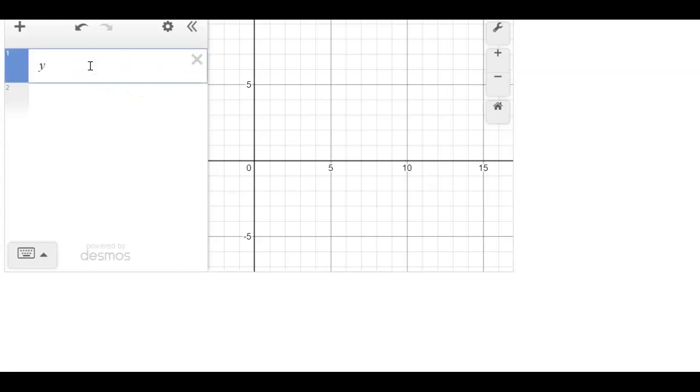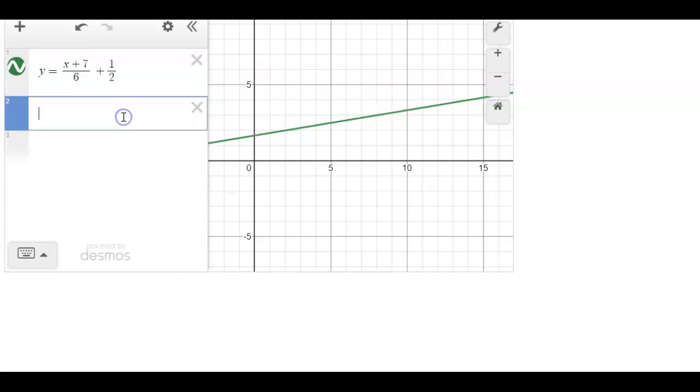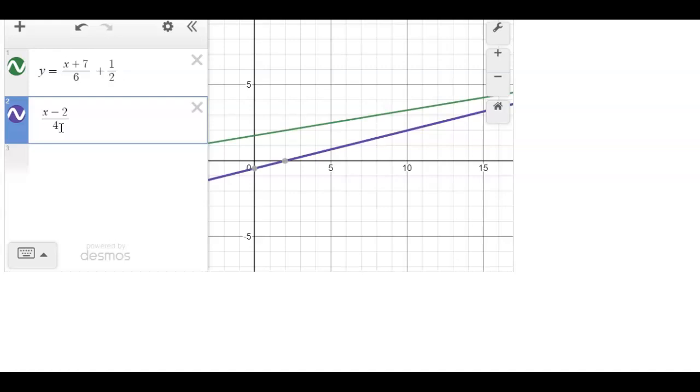So we're going to have y equals, now remember we're going to put that divide sign so then we can put the x plus 7 on the top, and then we need 6. Okay, so then we have to space away because we still need to add 1/2 to that. There's our first one. Make sure it looks just like that. The next one, you're going to push the division sign first, so then we can put x minus 2 and then 4 on the bottom.